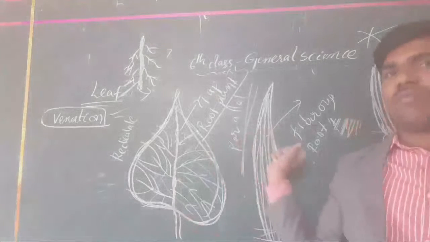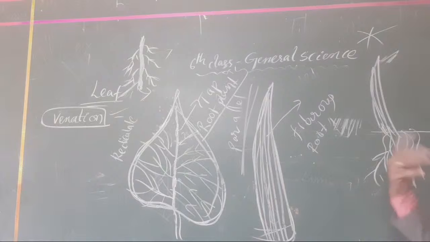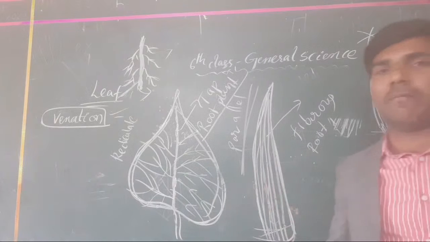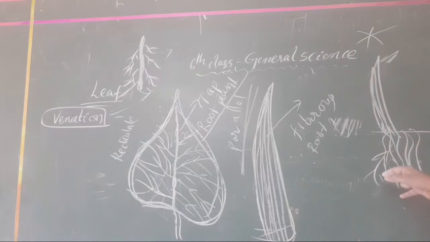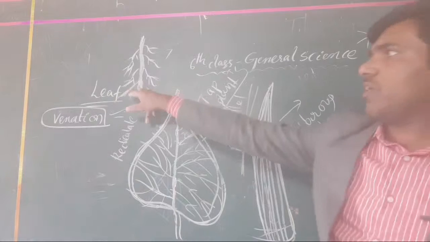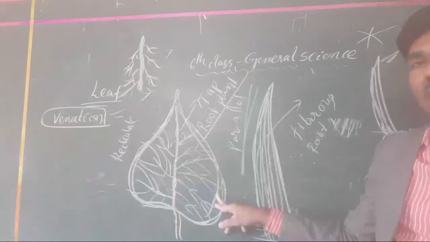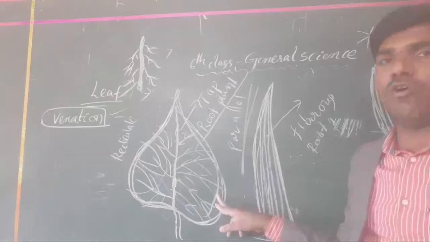And there is what? Fibrous roots are nothing but there is no middle thick one. All the hair-like particles come from the stem. That is called fibrous roots. Fibrous roots are contained in any plant, and the leaves are made like this. In case the tap root is contained in any plant, the leaves are made like this here. Got it or not? I hope you got it.